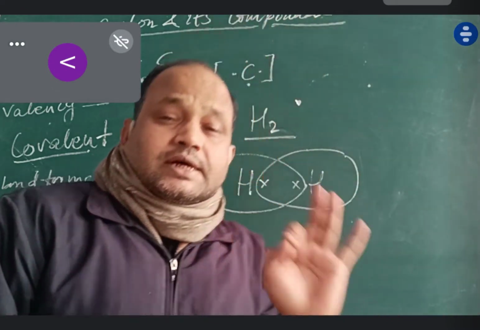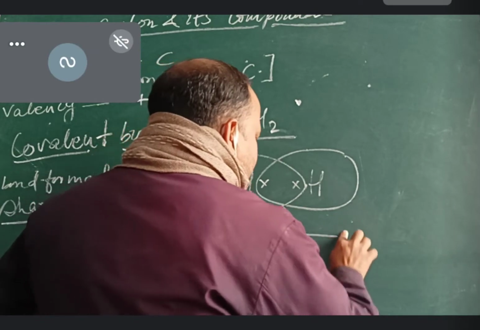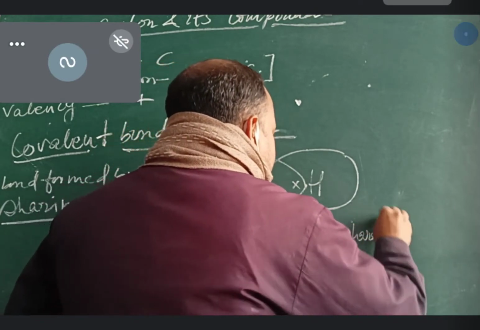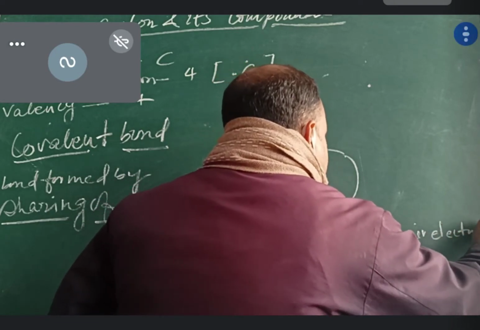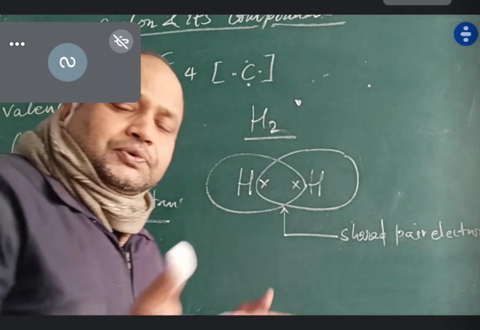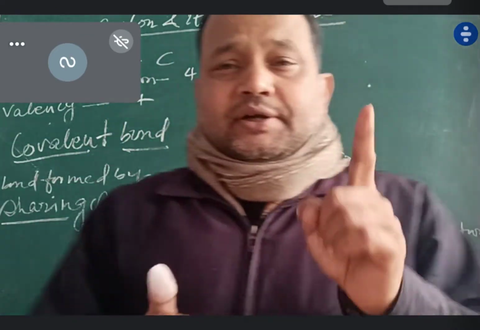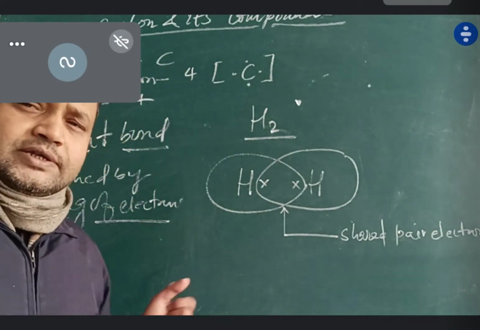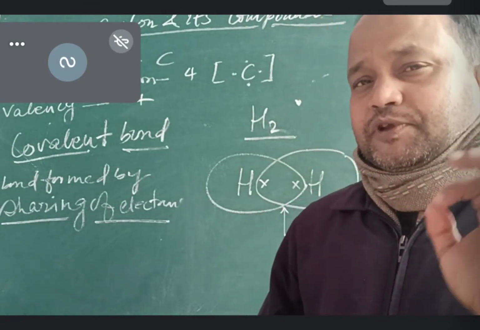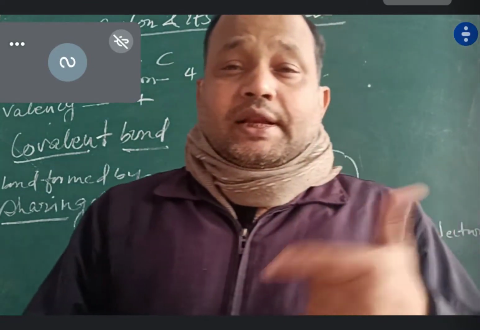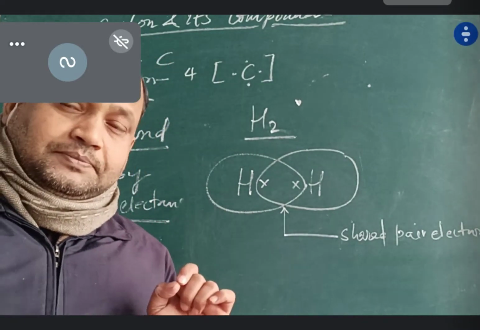This pair of electrons which has been shared between the two species is known as the shared pair. Due to this sharing, a force of attraction exists. But this force of attraction is comparatively weaker than the force found in electrovalent or ionic bond. Mind it.